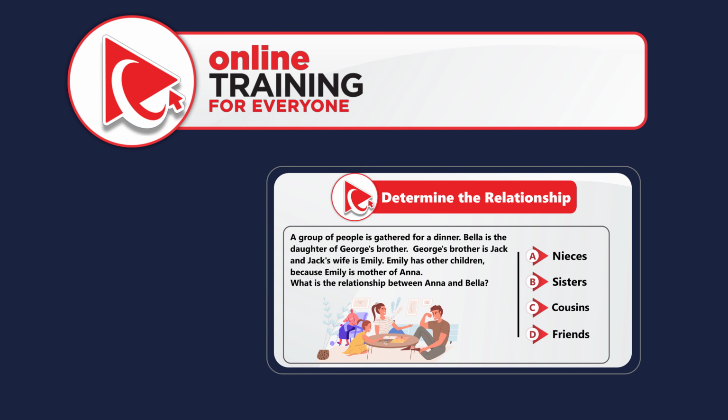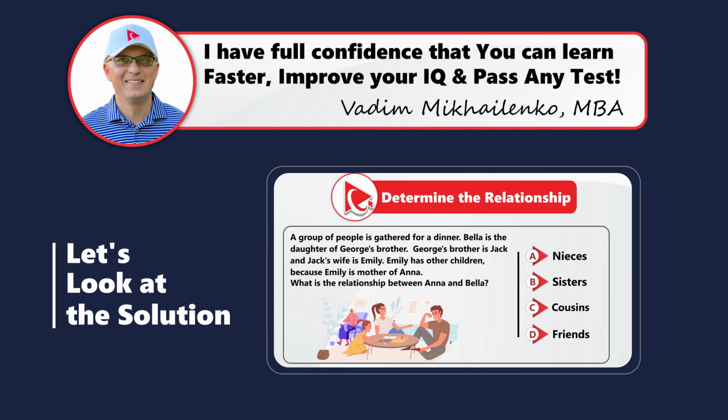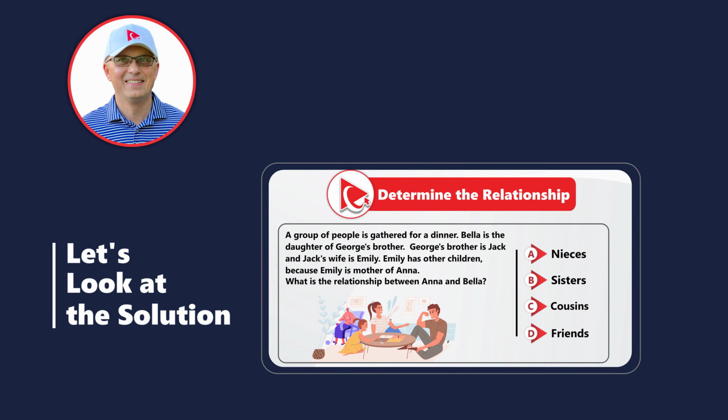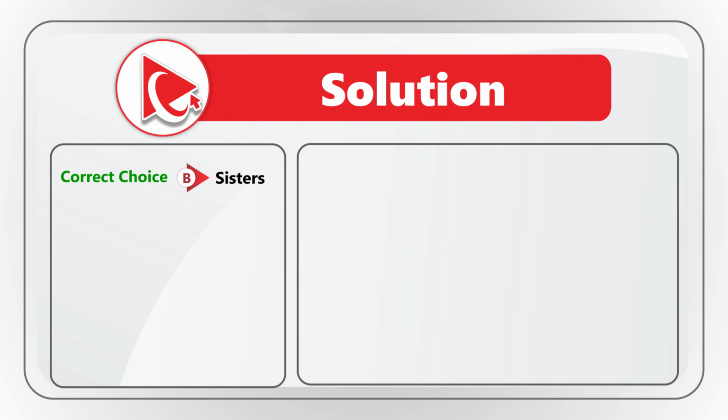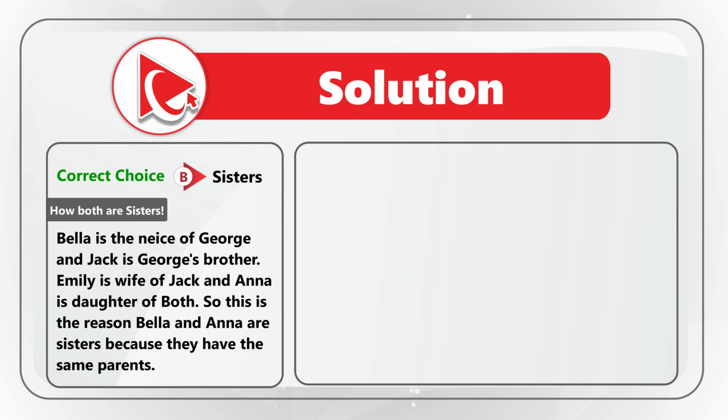And on my end, I am moving forward to share with you my version of the solution. And obviously, if you have a better way to solve it, please make sure to post in comments. The correct answer is choice B. They are sisters. But why? Let's build a diagram to demonstrate the relationships between this group of people.